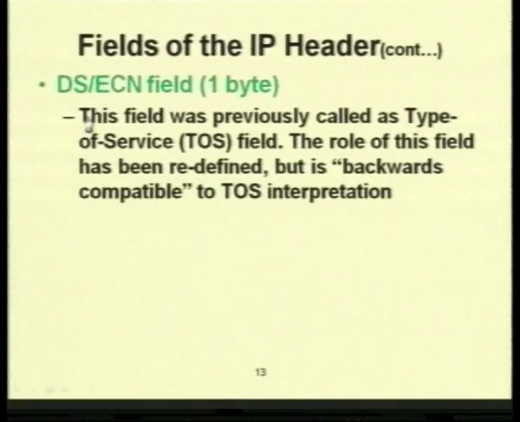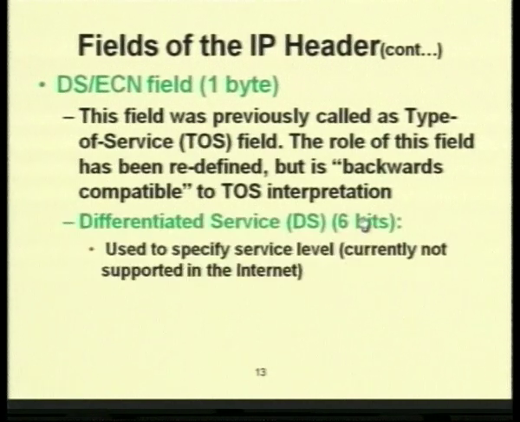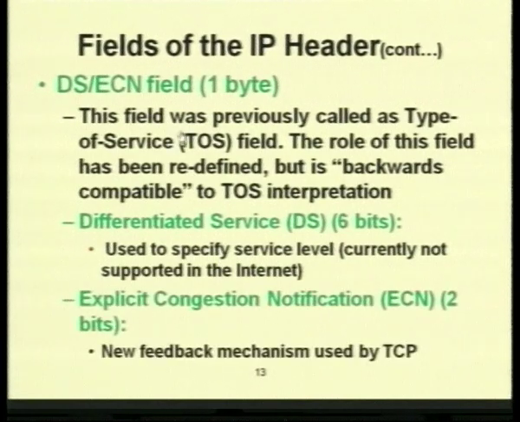So, it tells you where the header ends and where the data begins. Coming to the next field, the DS/ECN field. This field was previously called the type of service field, but the role of this field has been redefined multiple times, but it is still backwards compatible to the TOS interpretation. What DS/ECN tells you is whether differentiated service is being used or not, and if differentiated service is being used, the 6 bits of the DS field are used to specify the service level, what kind of differentiated service level is being specified.